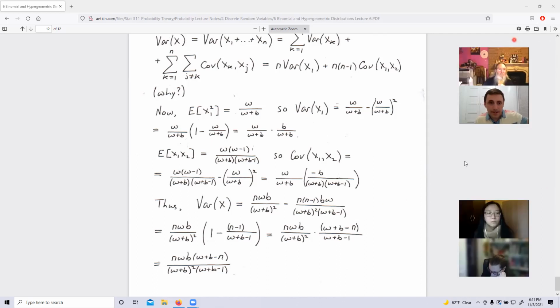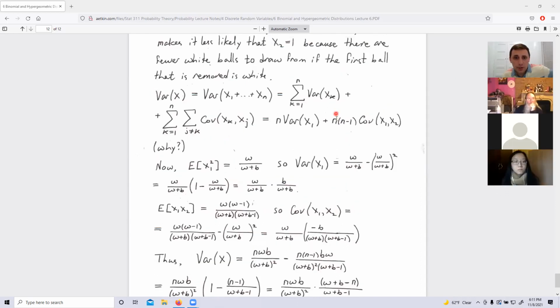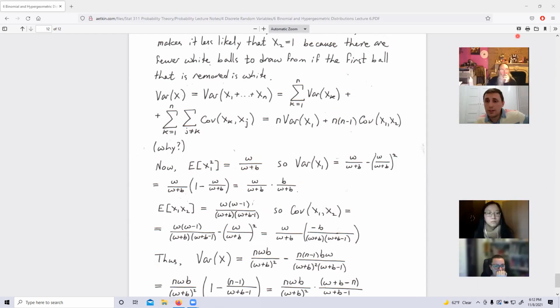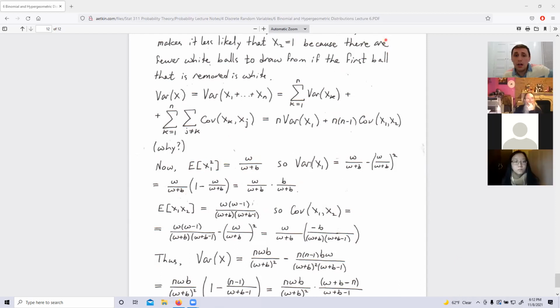So yes, how do we calculate those values? First, let's calculate the expected value of x1 squared. We need it for the variance, yes? Now, that's the same thing as W over W plus B, the same as the expected value of x1 without the square, because it's an indicator variable. Now, what's variance? It's the expected value of x1 squared minus the square of this number. And when I simplify it, I get this expression. So far, so good.